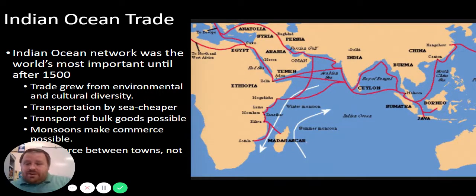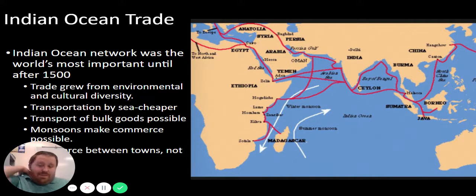Trade grew from environmental and cultural diversity. It made transportation by sea cheaper. And then you have all these different cultures interacting with each other. You have this huge amount of trade growing, basically because they have different things and different environments throughout all these areas. All of them have things that the other cultures want. So trade grows exponentially during this time.